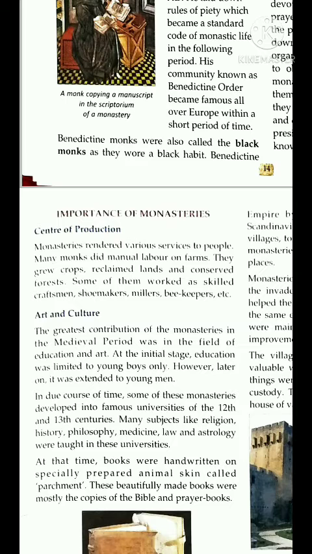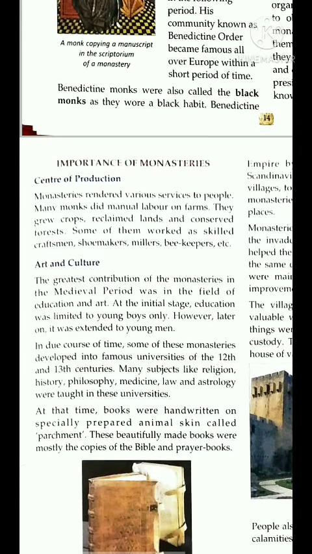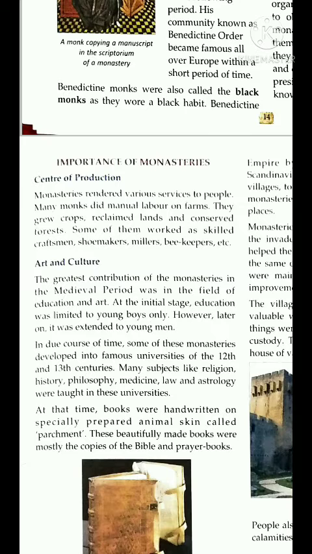Now, importance of monasteries. They were centers of production. Monasteries rendered various services to the people. Many monks did manual labor on farms. Manual labor means they did work on farms. They grew crops, reclaimed lands, and conserved forests.